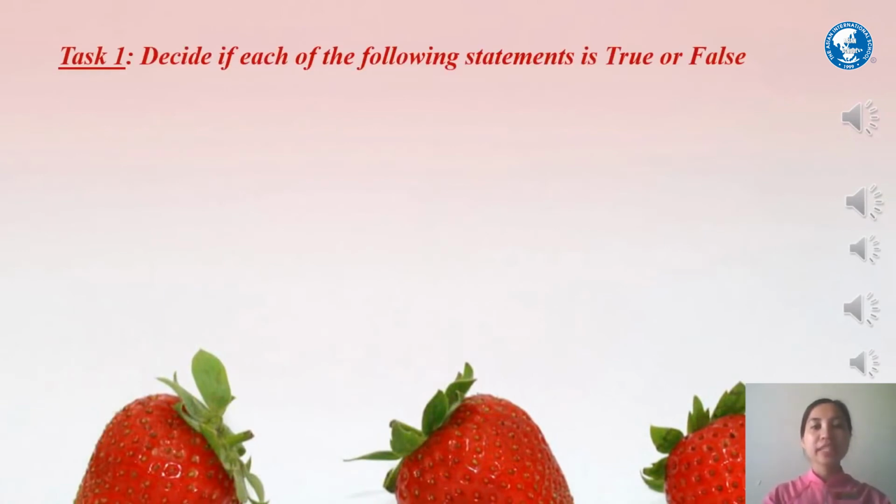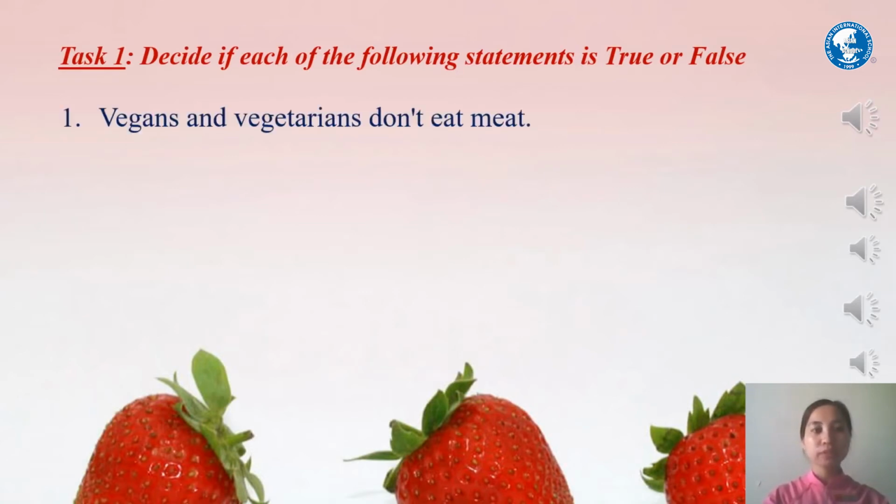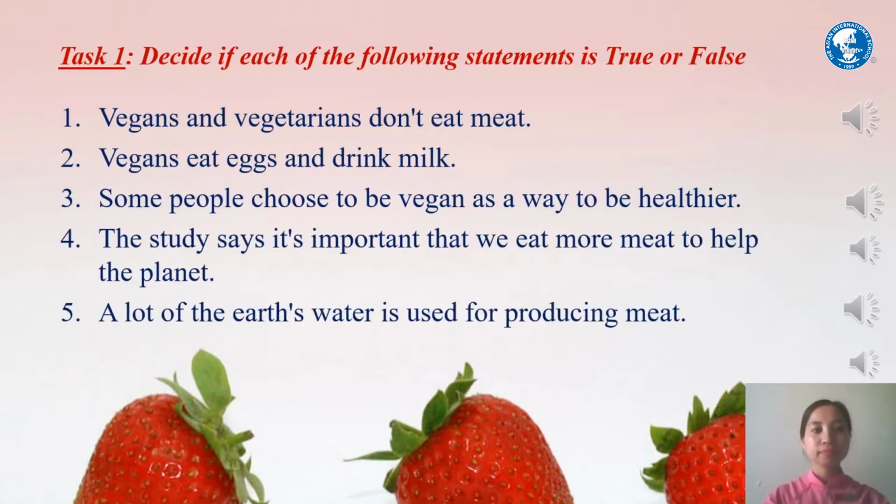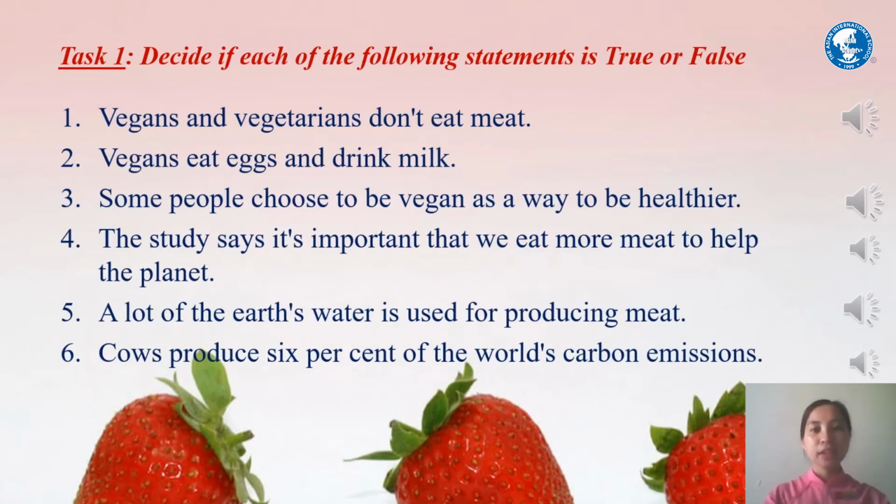Task 1. Decide if each of the following statements is true or false. For this task, you should spend a few seconds on skimming all these sentences before you watch the video. While watching the video, you can take notes of some relevant information that is associated with the questions posed. Let's watch the video. Is being vegan more environmentally friendly? Then complete the exercise.